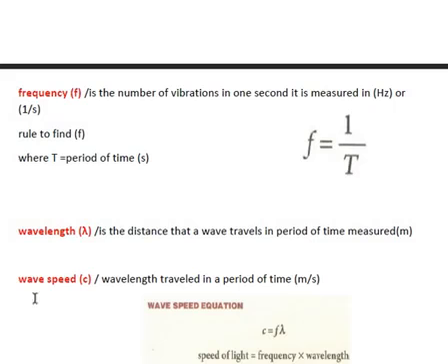Another definition here is the wave speed. Wave speed is symbolized by c here. It says the distance a wave travels in a period of time, and it's measured in meters per second.